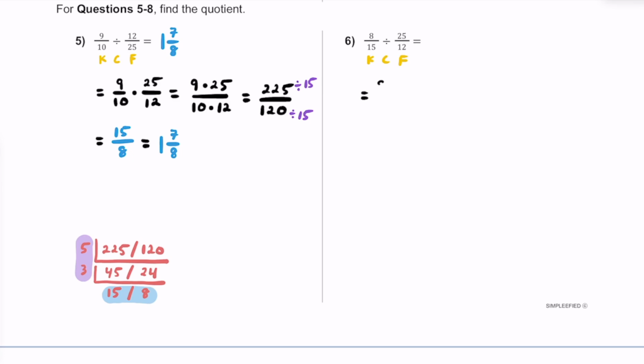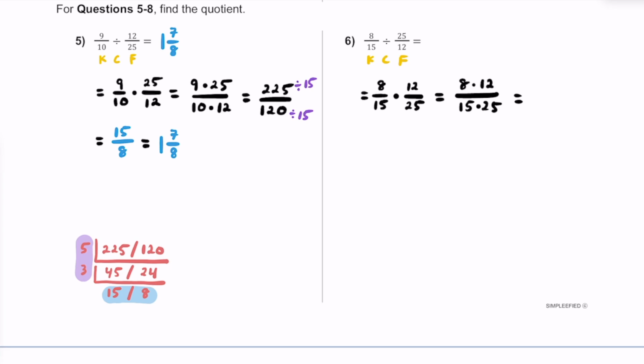So we're going to take this 8/15, so we're going to keep that one. And we're going to go ahead and multiply by the flipped version or the reciprocal of 25 over 12, which is 12 over 25. Okay, let's see what's going to happen here. Let's go ahead and write this as one fraction. So it's going to be 8 multiplied by 12 over 15 multiplied by 25.